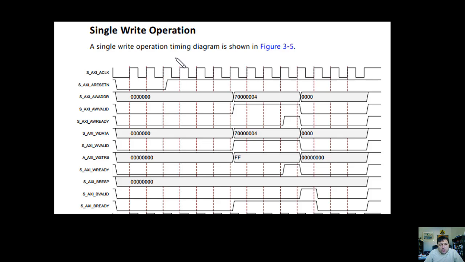Xilinx AXI bus, and there's a number of different phases that we're in. The first phase here is an idle phase, and actually this is reset, and this is an idle phase where nothing's really going on. The next phase of this timing diagram begins right here, and this is input to the host, or into the slave. And this is an assertion that there is a write address, and that write address is valid. So that's what these two lines here are doing.